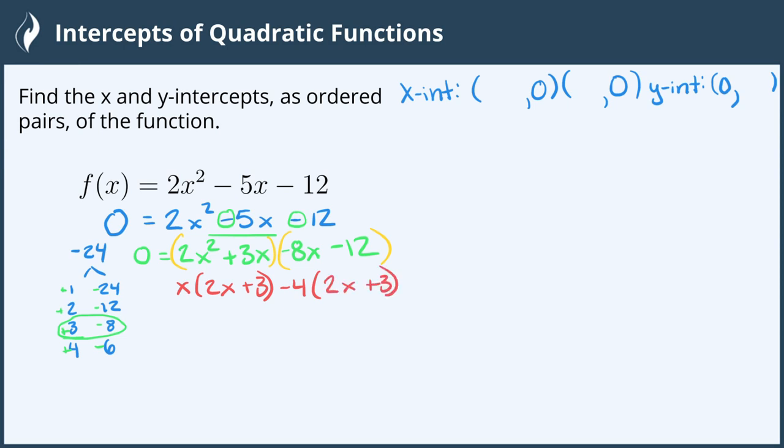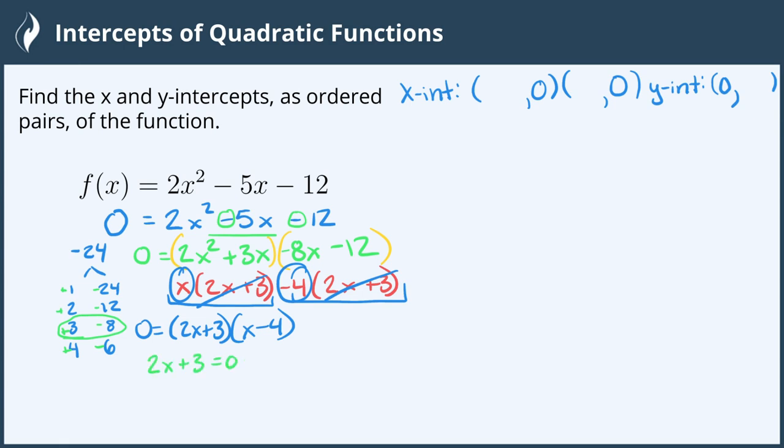Now we look at the two larger terms and find the greatest common factor, which is the binomial, 2x plus 3. So you have 2x plus 3, and we're left with x minus 4. And this still equals 0. Using the zero product property, we break that into two equations. So we get 2x plus 3 equals 0, and x minus 4 equals 0.